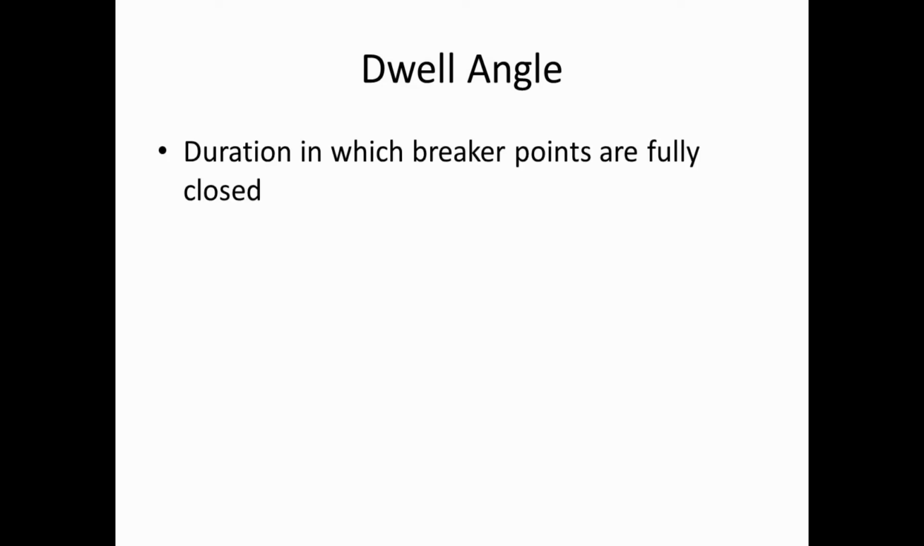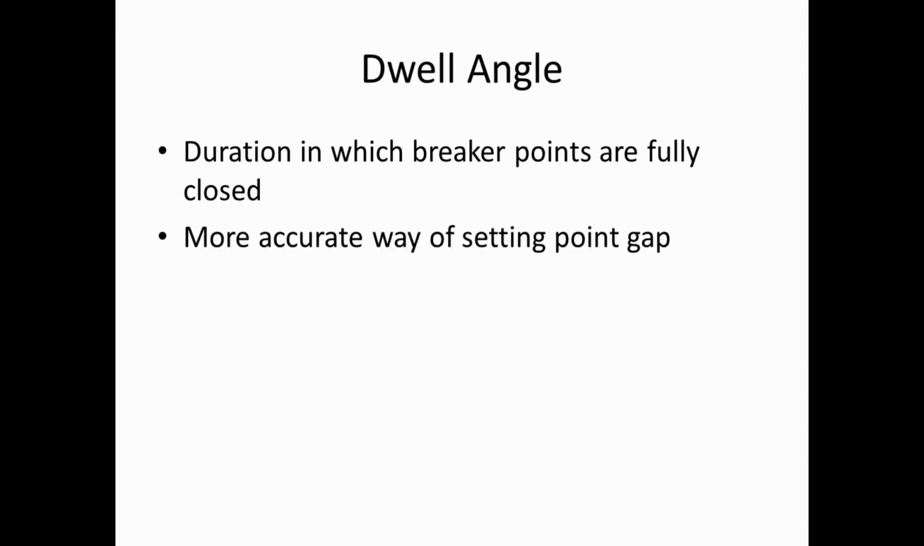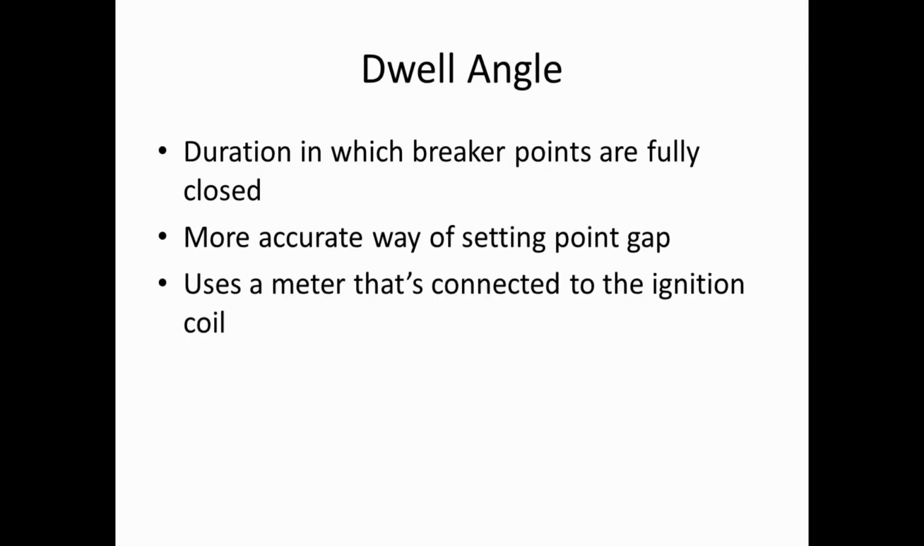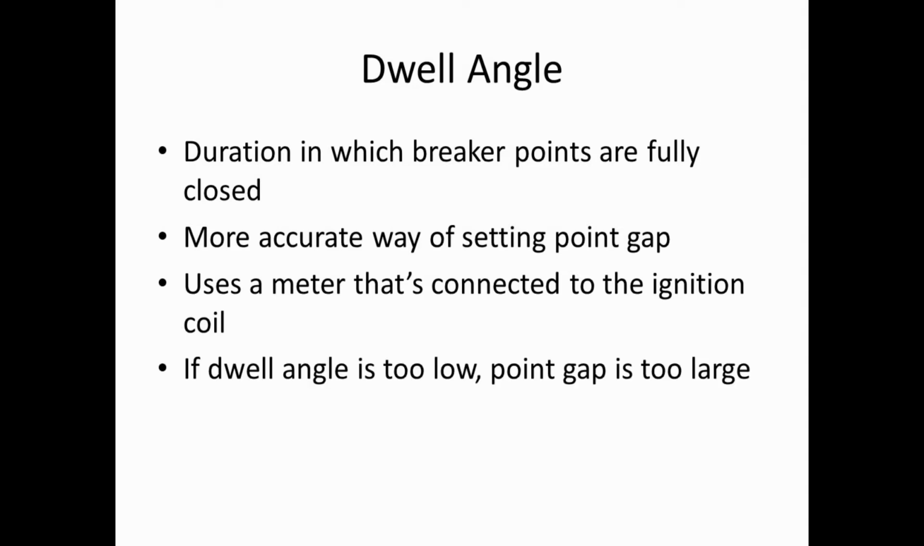This is another way of measuring point gap, basically. The dwell angle is the duration in degrees at which the breaker points are fully closed. This is actually a more accurate way of setting point gap. So it actually uses a meter that's connected to the ignition coil. I've also seen something where you can pull the distributor out and set it on a gauge. That's a different thing altogether. It goes for an old Mercury outboard from the late 50s.